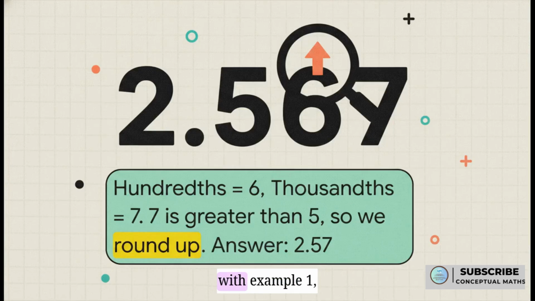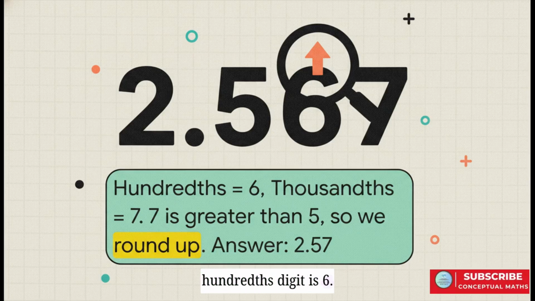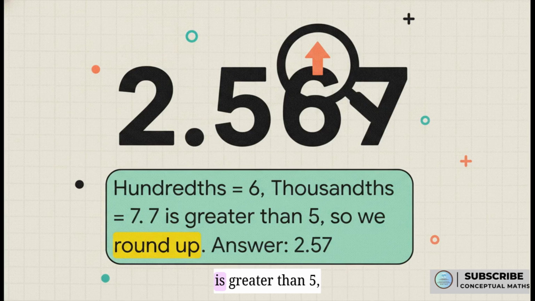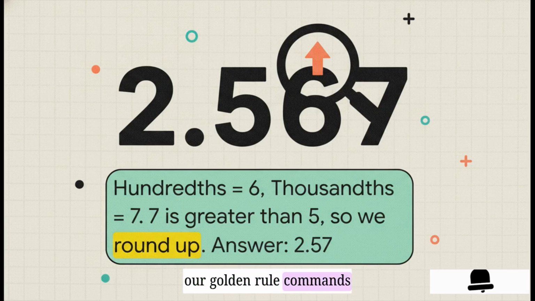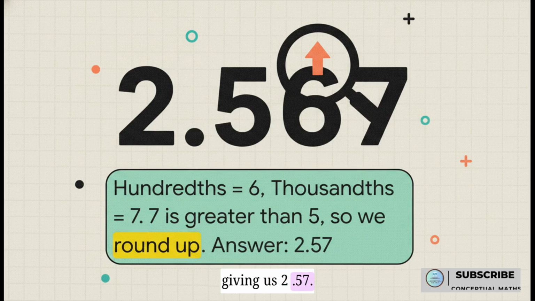Let's see this in action with example 1, 2.567. Our hundredths digit is 6. We look to the right at the thousandths digit, which is a 7. Because 7 is greater than 5, our golden rule commands us to round up. We increase the 6 to a 7, giving us 2.57.